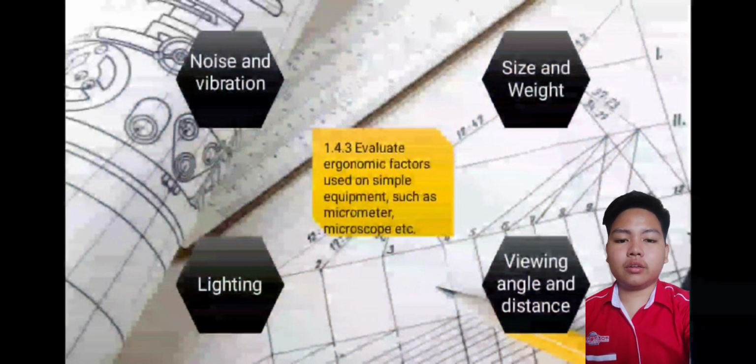Thirdly is lighting. The lighting of the equipment should be adjustable and provide adequate illumination for the user to see clearly without causing eye strain and discomfort. Noise and vibration. The equipment should not produce excessive noise or vibration that could cause fatigue or discomfort for the user.